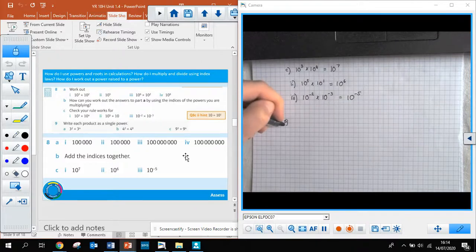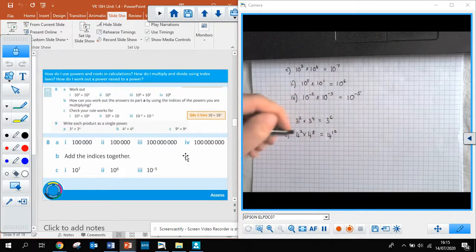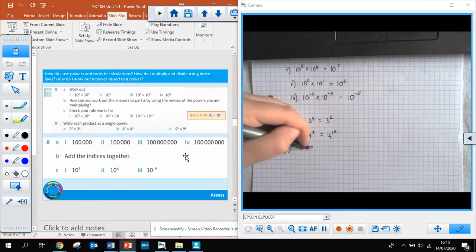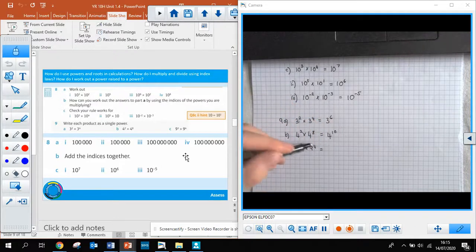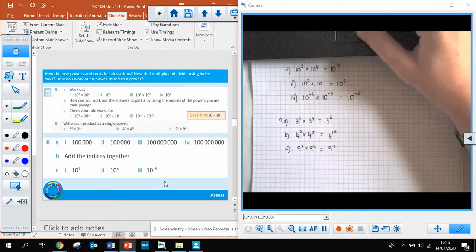So question 9a, write each product as a single power. We've got 3 squared multiplied by 3 to the power of 4. We're adding them now. We know that rule. They've got the same integer, so we can just add the indices as we're multiplying. It's 3 to the power of 6. B, 4 squared multiplied by 4 to the power of 8 is the same as 4 to the power of 10. I'm just adding my indices again. C, 9 to the power of 3 multiplied by 9 to the power of 4. My integer is the same, so I just add once again and I get 9 to the power of 7. Okay? And that's writing them as a product as a single power.